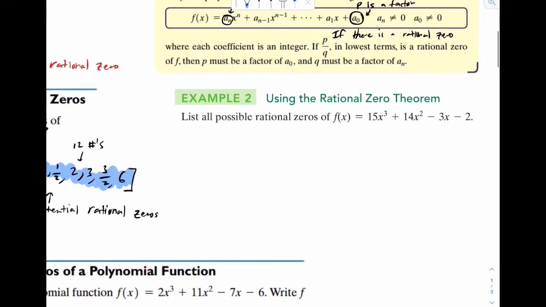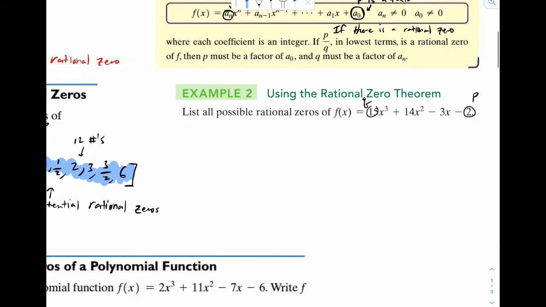Let's try it one more time here. List all possible rational zeros. So remember, this is your p, that's your q. I recommend doing that at the beginning to help you. So p over q, that's plus or minus. Let's put a big bar here. So factors of 2 are 1 and 2. Factors of 15 is kind of a lot: 1, 3, 5, 15. So now we condense that, plus or minus.